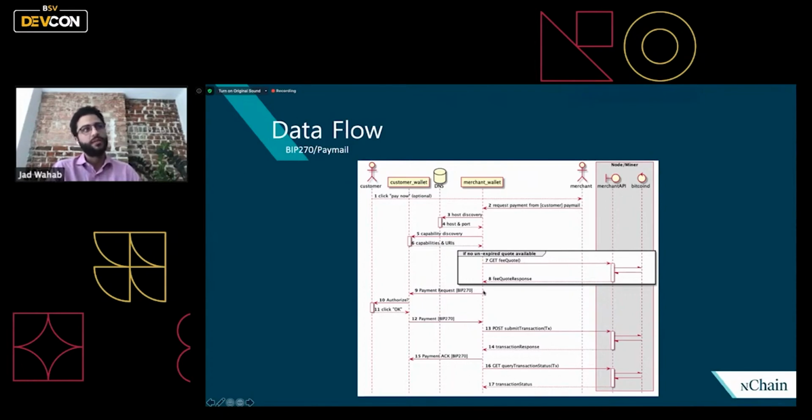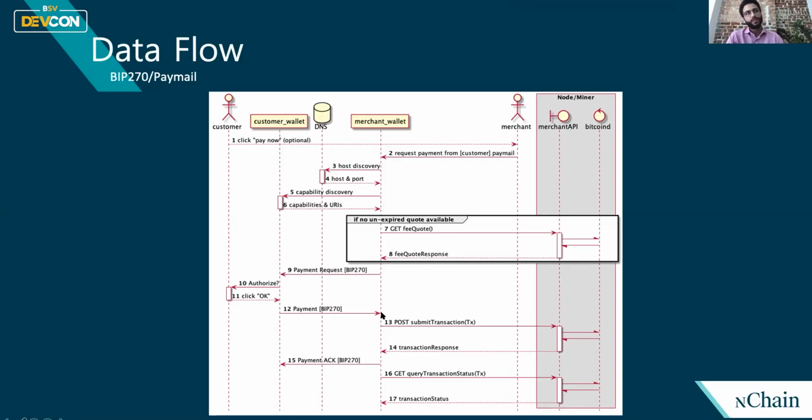and then request a payment from the customer's wallet, and once they authorize that, they would send the payment back to the merchant peer-to-peer, and then the merchant would post and submit the transaction to the miner directly to settle it. Afterwards, they can query the transaction status. So these are the 3 calls discussed in the previous slide. This is basically how peer-to-peer transaction sending on the Bitcoin network should look.